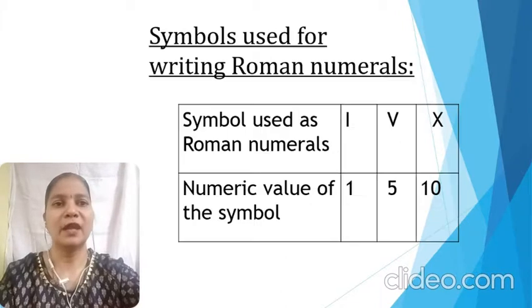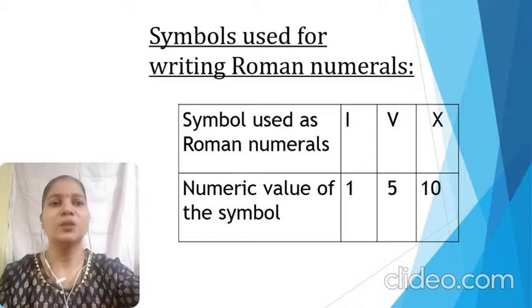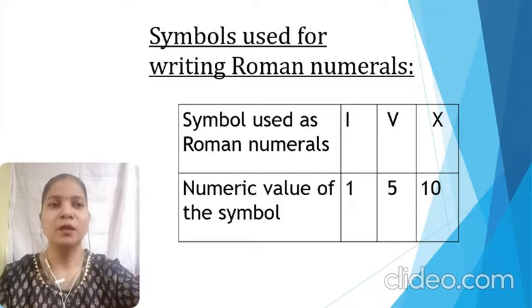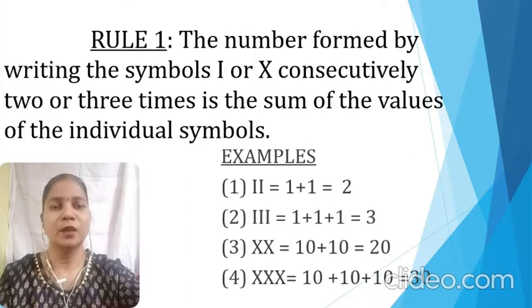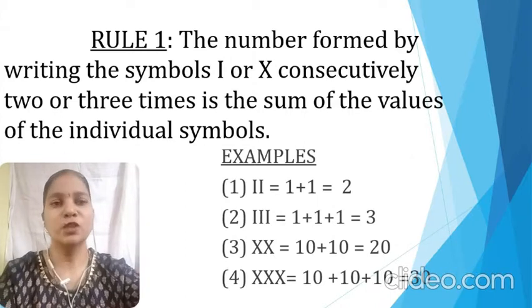Symbols used for writing Roman numerals. The symbols used are capital I, capital V and capital X. Numerical value of the symbols: capital I means 1, capital V means 5, capital X means 10. These three symbols, capital I, capital V and capital X, are very important in writing Roman numerals. Here there are 4 rules.